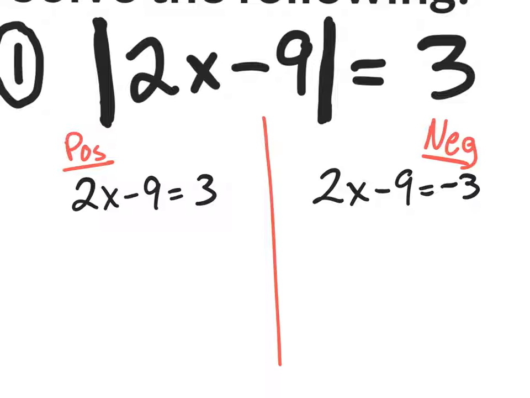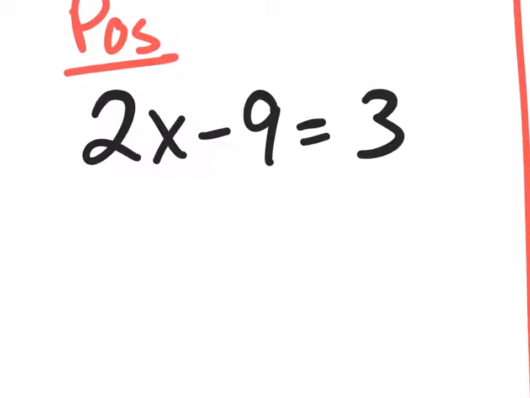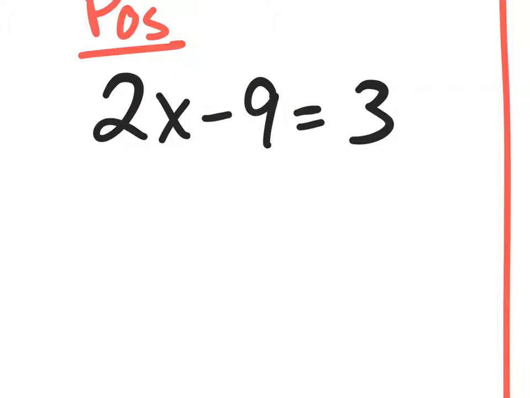So anyhow, we have now two equations, two simple problems that we need to solve. So let's tackle one at a time. Let's go for this positive situation one, okay? So how do we get rid of that minus 9? We're going to do the opposite of minus 9, which is plus 9. Again, minus 9 plus 9 cancels out to 0. What you do to one side, you do to the other. 3 plus 9 is 12. So we have 12 right here.